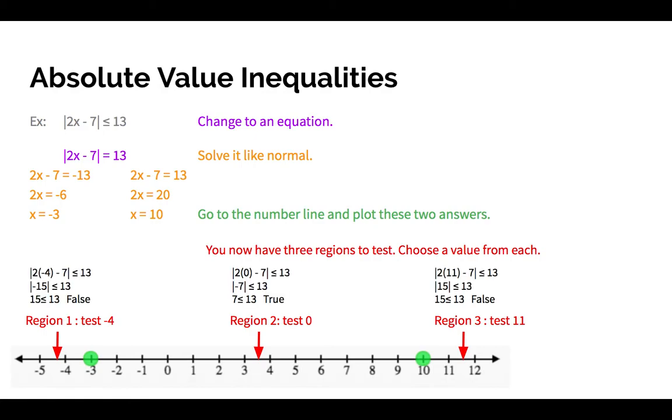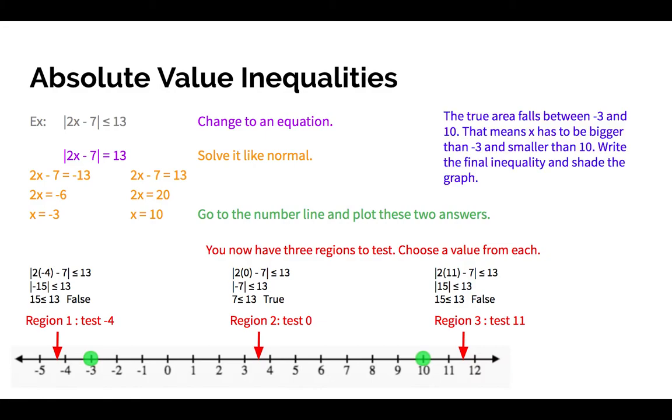So I'm going to test those. When I test -4 in the original problem, I end up with 15 less than or equal to 13, which is false. When I tested 0, I end up with 7 less than or equal to 13, which is true. And when I tested 11, I got the same result as -4, and it was false. So now I know where my solutions live. Only region 2 was true, so the solutions live in region 2.